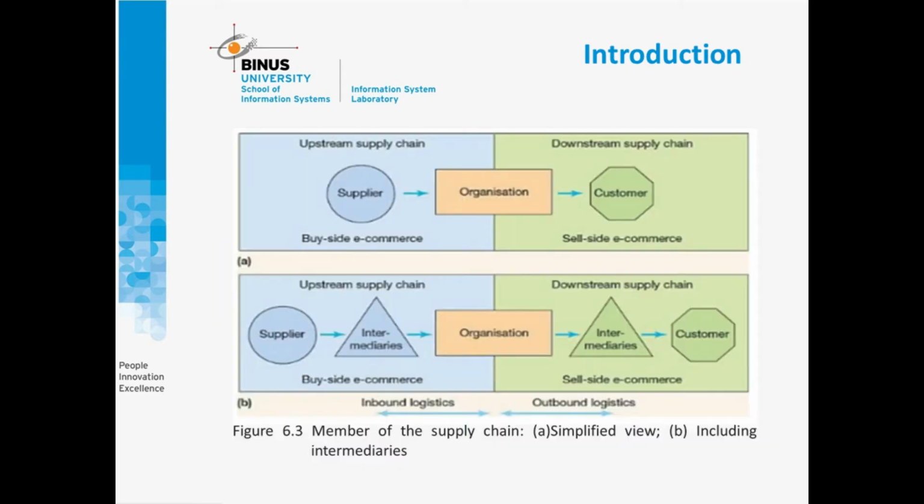Upstream supply chain activities are transactions between an organization, suppliers, and intermediaries, equivalent to buy-side e-commerce. Downstream supply chain activities are transactions between an organization, customers, and intermediaries, equivalent to sell-side e-commerce.